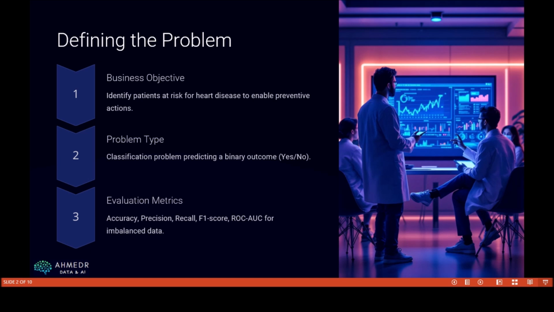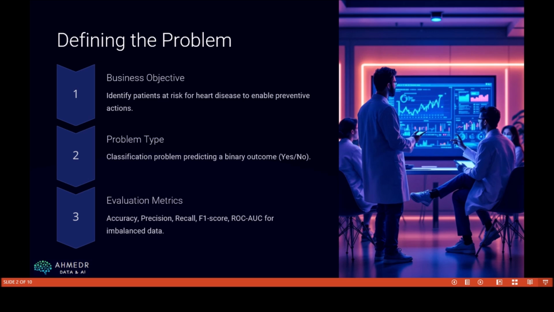A key consideration here is that we have to understand the business objective. In our case, the business objective is to identify patients at risk for heart disease so the doctors can take preventive action. Next, we have to identify the type of problem. As you've guessed, we are trying to predict whether a patient might have heart disease or not. So it's a yes or no problem, or we call it a classification problem, where we are predicting a binary outcome, which is yes or no.